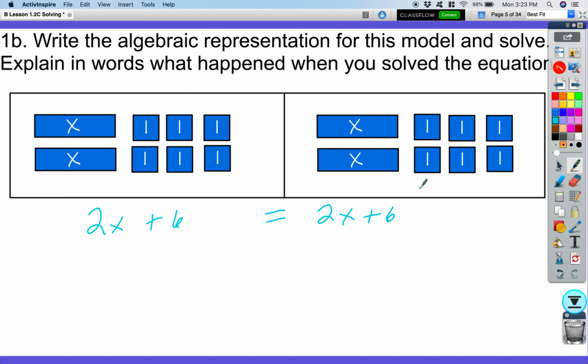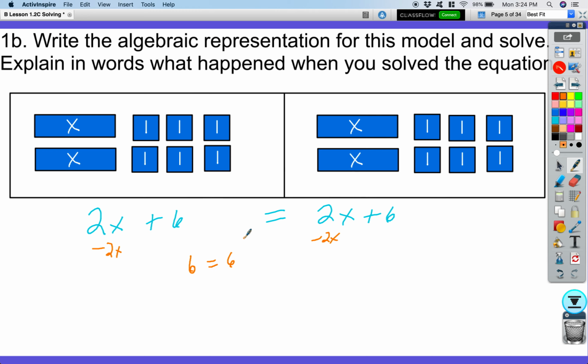Explain in words what happens when you solve the equation. Well, let's go ahead and do this. The first thing I would want to do is get the x's on the same side of the equation sign. I have 2x on the right, 2x on the left, and what I would do is subtract 2x on both sides of the equation sign. And then I would be left with 6 equals 6.